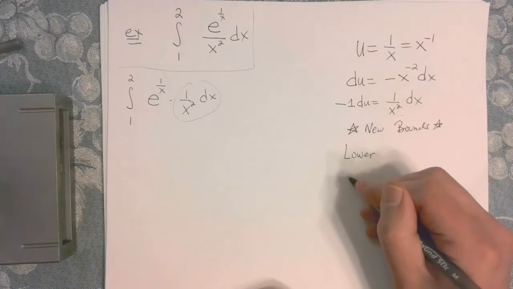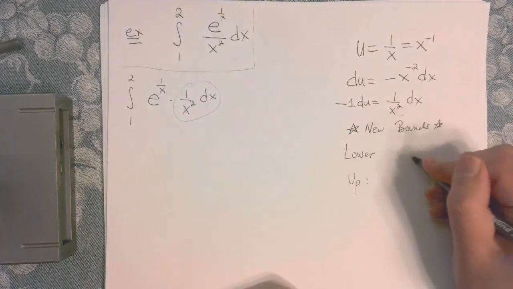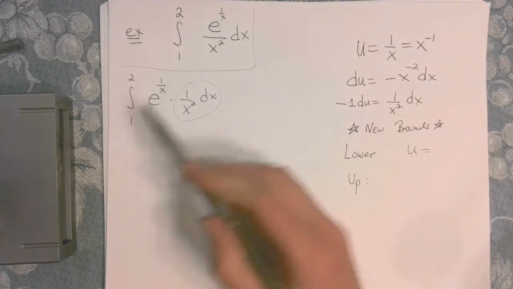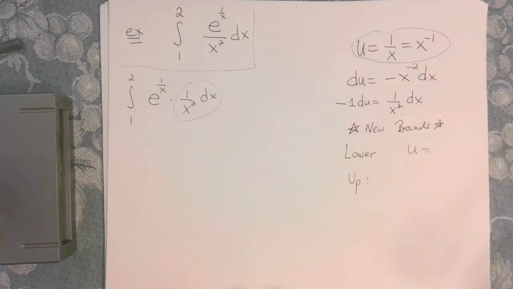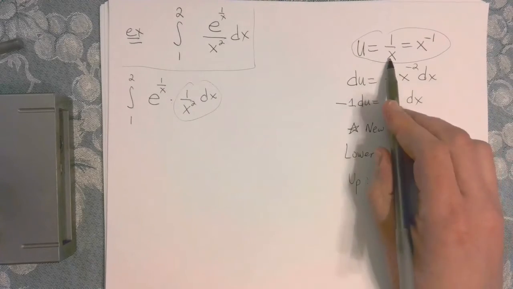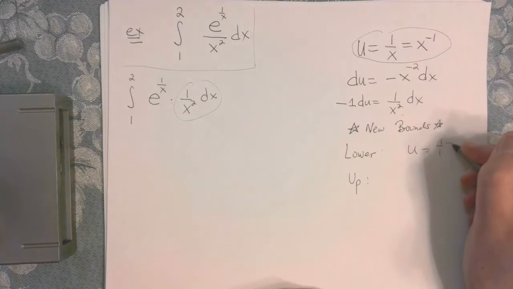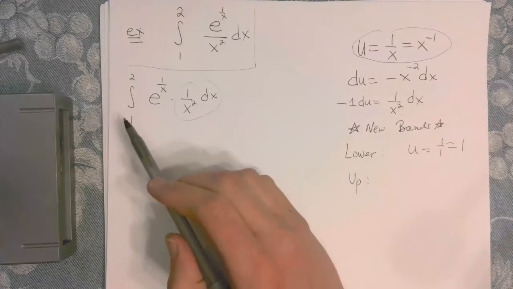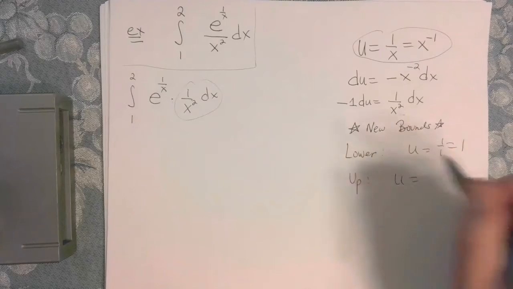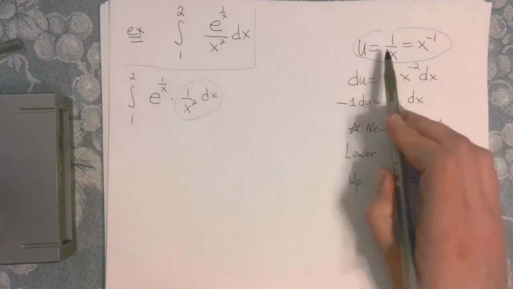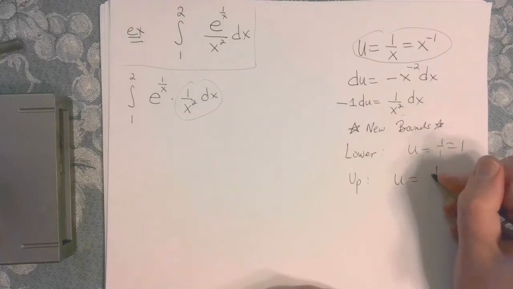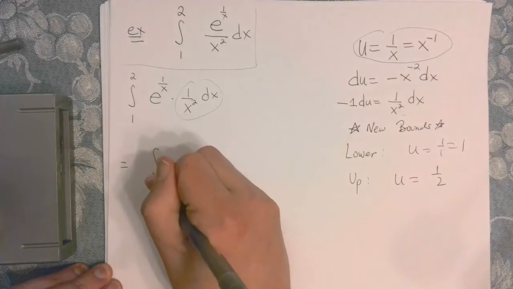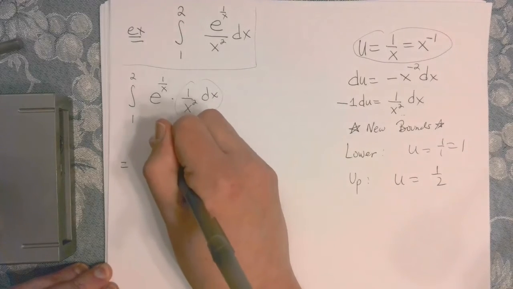So let's get a lower bound and an upper bound. So remember how to get those. You're going to take your old lower bound and plug it into the substitution statement here. So I plug 1 in for x, and I get 1. So that wasn't changed. Now for the upper bound, I'm going to plug 2 in for x. If I plug 2 in for x, that should give me a half. So I'm integrating from 1 to 1/2.